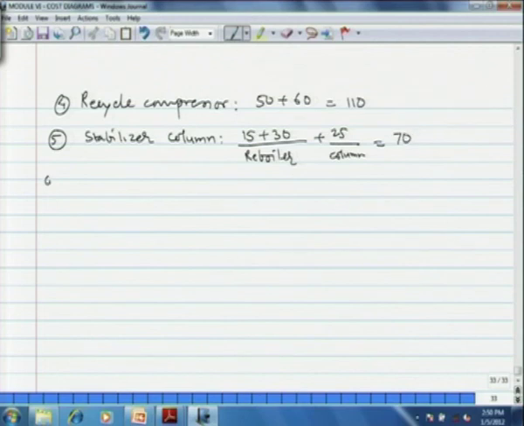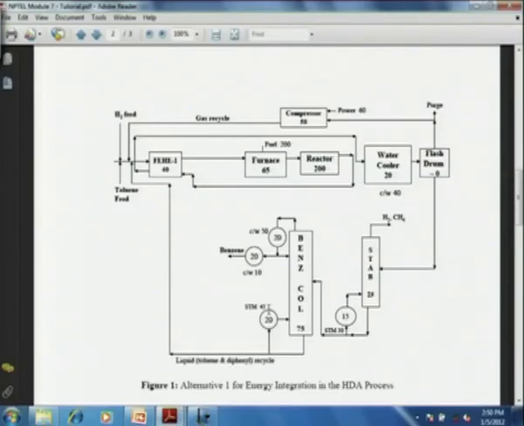Then benzene column. $20 plus 45 for the reboiler, then 20 plus 50 and 20 plus 10 for the two condensers, and 75,000 for the column itself.